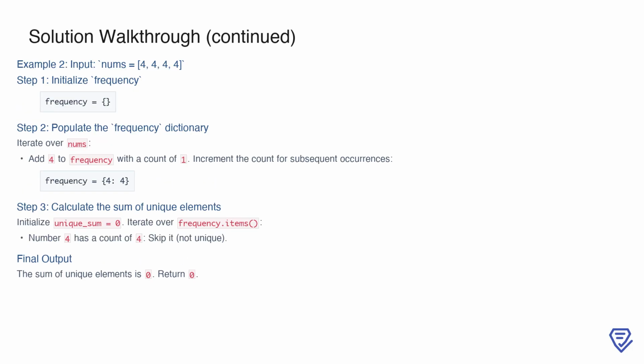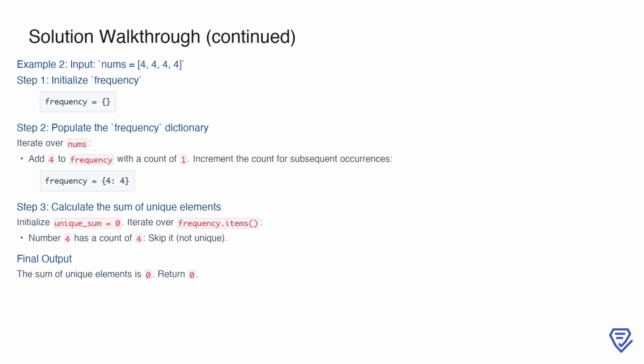Now, let's look at another example where the input array is nums equals 4, 4, 4, 4. As before, we start by initializing the frequency dictionary, which is empty at the beginning. Then, we iterate through the array to populate this dictionary. The first occurrence of 4 is added to frequency with a count of 1. For each subsequent occurrence of 4, we increment its count, so by the end of this step, frequency equals 4: 4.